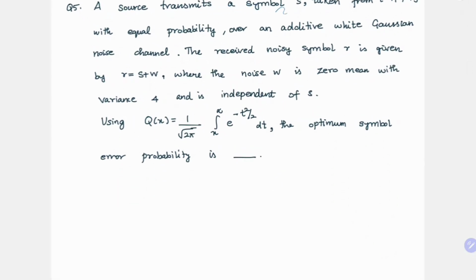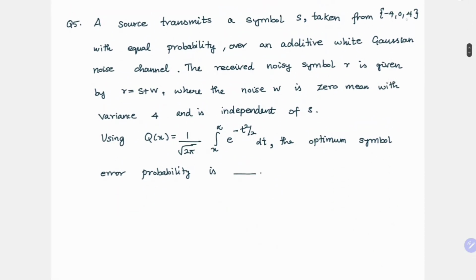A source transmits a symbol S taken from {-4, 0, 4} with equal probability. So there is a source S and this will transmit either of 0, 4 or -4, and with equal probability. So all of these will have probability of 1 by 3, 1 by 3, 1 by 3.